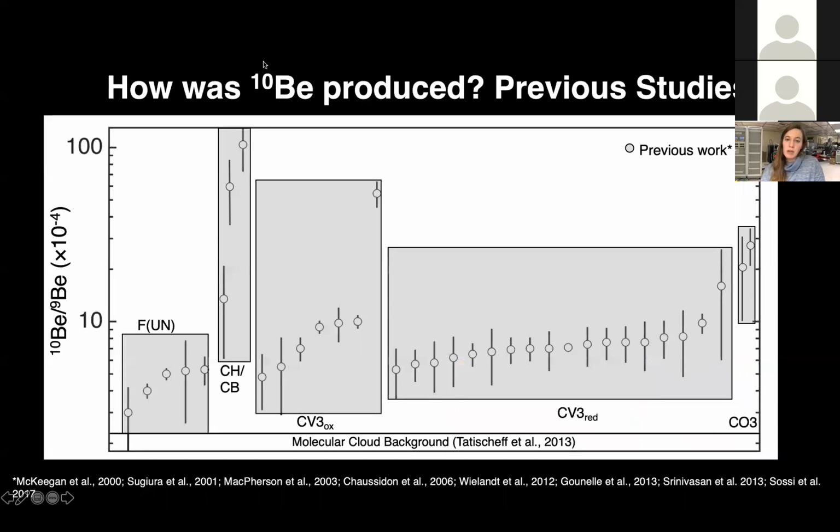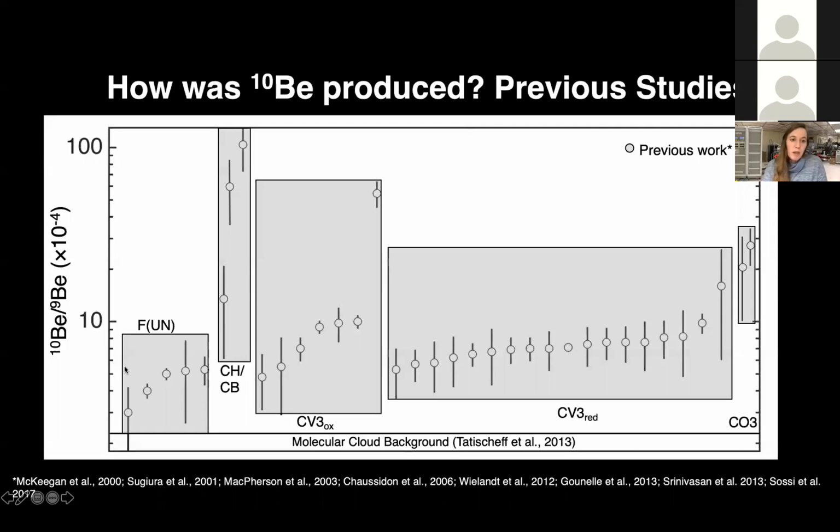So I'm showing here a plot of beryllium-10 measured in CAIs from previous studies. All of these data points represent one CAI. And right here, I'm showing the 10Be over 9Be ratio, which is equivalent to the initial abundance of beryllium-10 in the early solar system. I'm dividing the data up by the type of chondrite that the CAI was found in. And also here is a line indicating the level of initial 10Be that existed in the molecular cloud when it collapsed.